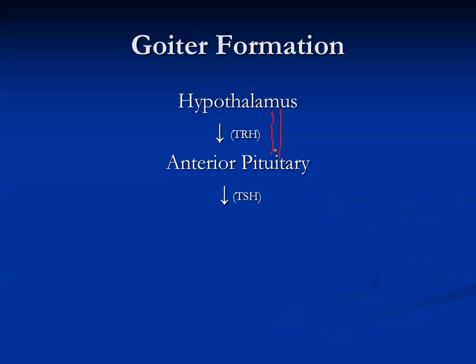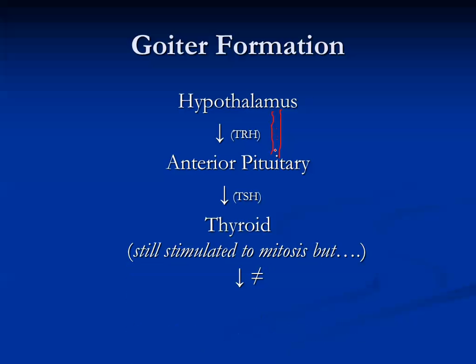TSH is secreted into the bloodstream. It circulates throughout the blood, but it targets the thyroid gland. Do you remember what two things TSH stimulates the thyroid gland to do? One, it stimulates the thyroid gland to mitose, so we get more cells, and secondly, it's supposed to stimulate the thyroid gland to secrete thyroxine, but it can't do that because there's no iodine. So your body cannot build thyroxine. So this stimulus has not been reversed. There's still low levels of thyroxine.